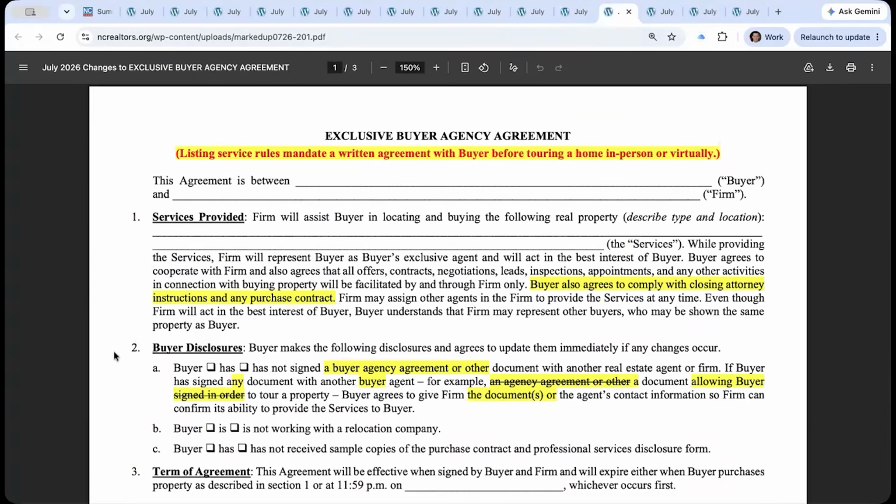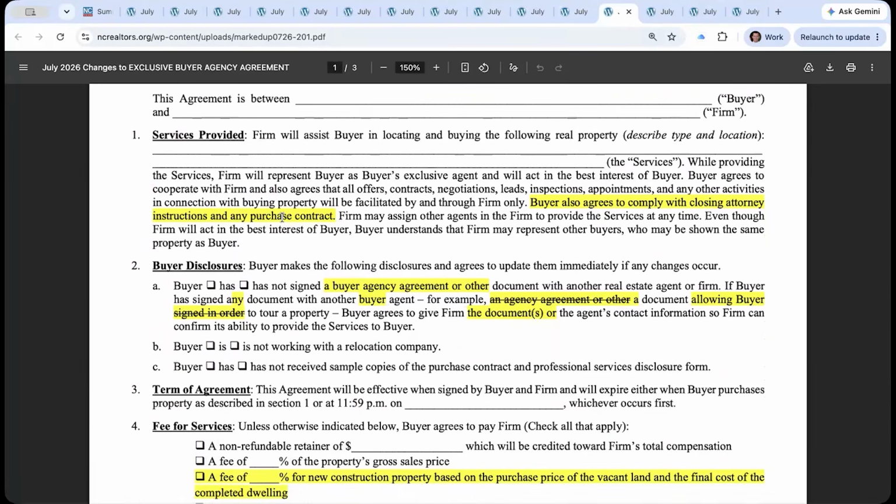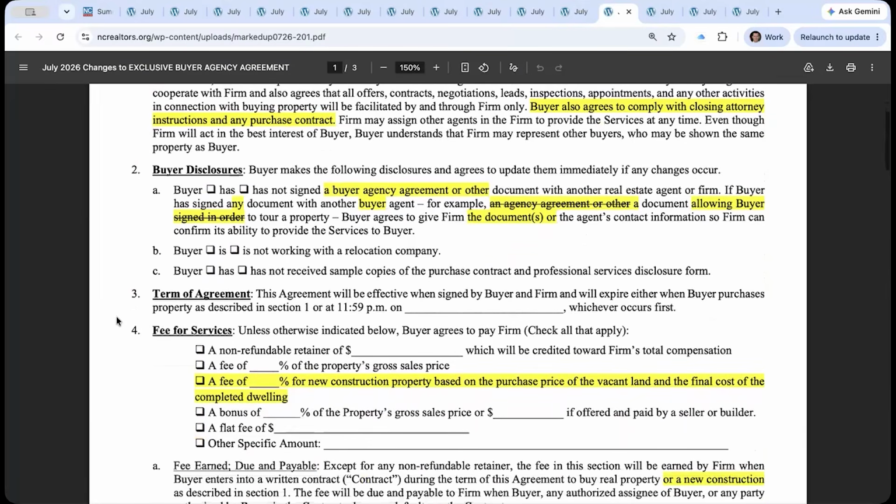Moving on to the exclusive buyer agency agreement, Form 201. You can see here a little language added to affirmatively require the buyer to comply with closing attorney instructions and any purchase contract, and this agency agreement would be implied, but that's certainly in there. Language here to make it a little bit more clear about when they need to provide you with stuff they've signed with another buyer agent. Make sure you pursue that.